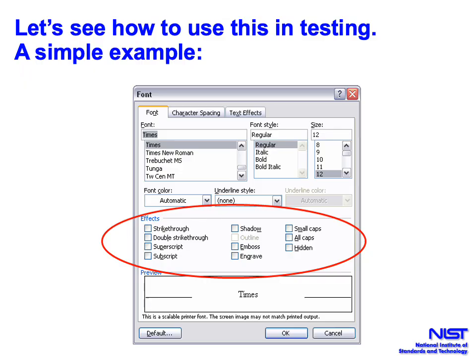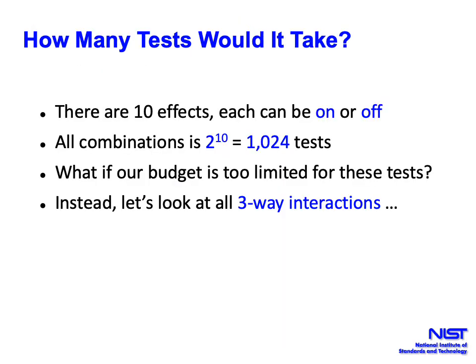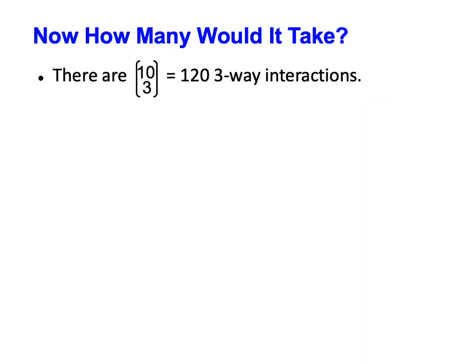So how would this work in practice? Here's an example that I think most people have seen. We have 10 different options here that can be on or off. We can treat these as booleans, 0, 1, on or off. So we want to look at testing this complex set of combinations. Since there are 10 options, obviously there are 2 to the 10th, or 1,024 possibilities, but we probably don't want to do 1,024 tests. So what we could do is look at all 3-way interactions. Let's consider how many tests that would take.